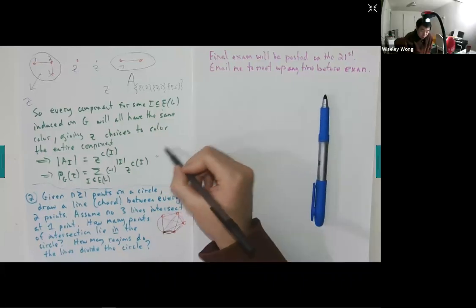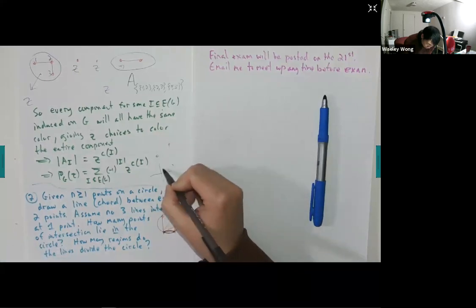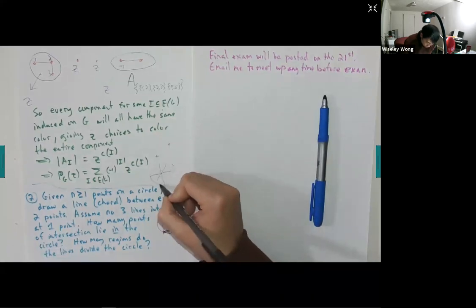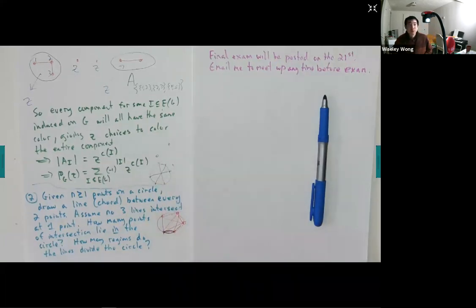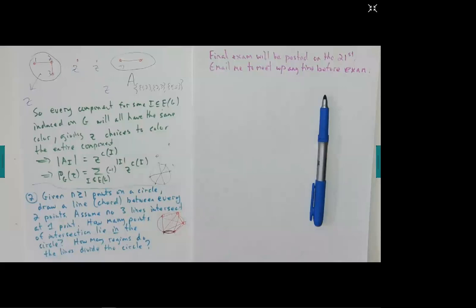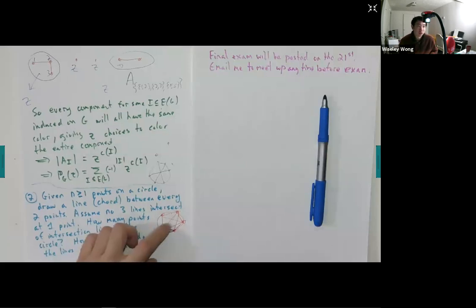If you had 3 points on the circle, but this isn't the best example. What I'm saying is that you won't have something like this, where three of them intersect at one point. So with these conditions, there are two natural questions to ask: how many points of intersection do we see inside the circle, which we're probably going to interpret as a graph later, and how many regions are you dividing the entire circle into?